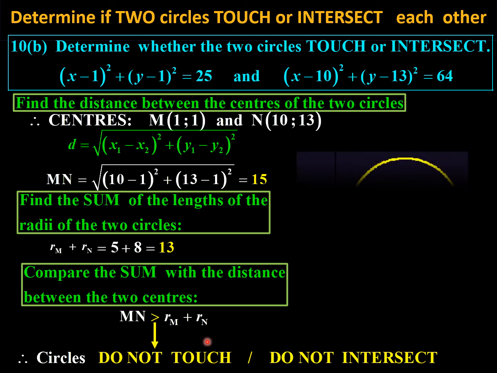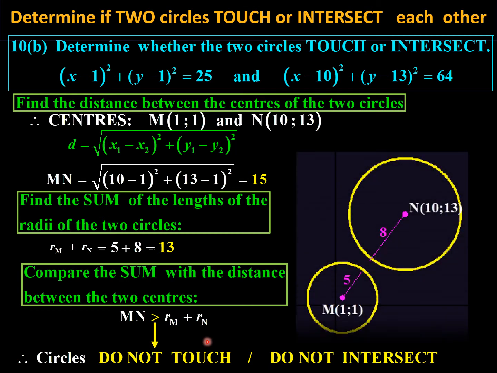Let's look at it diagrammatically. Can you see that is 5 and that is 8, but the distance there was 15. So that 15 is more than, you see there's an extra 2, a gap between them. Therefore the two circles do not touch each other. So if the distance is greater than the sum of the radii, then the circles don't touch each other.